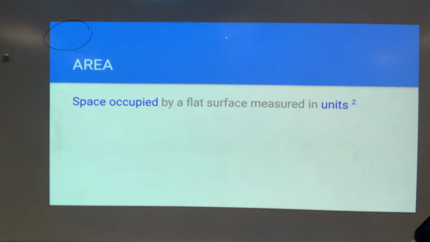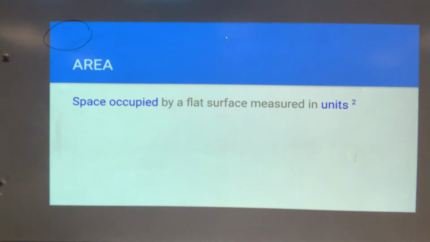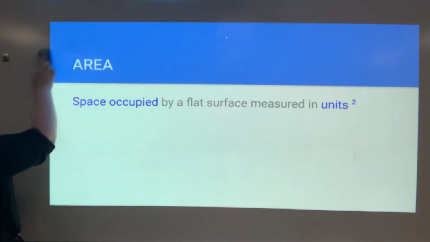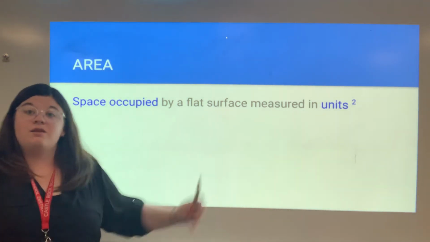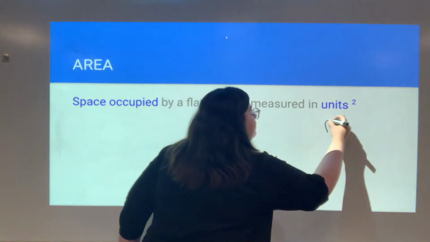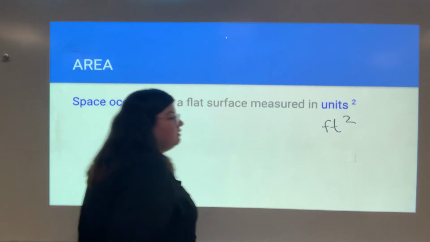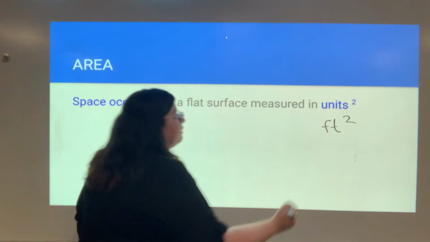Okay, last thing we're going to talk about is area. You know this already, all right? Area is any space occupied by a flat surface, like a polygon, like we've been talking about. And it's measured in units squared, all right? So that units may change. Maybe you're measuring it in feet squared, or you're looking at something small and you're measuring that in inches squared.